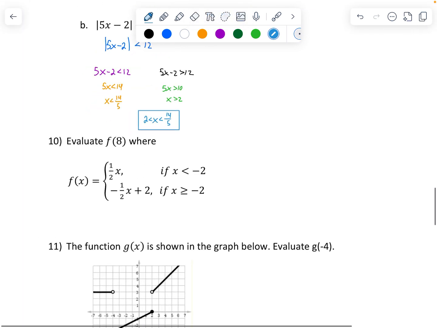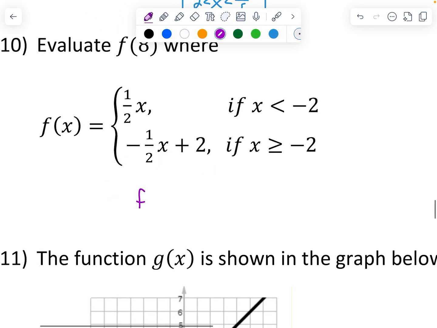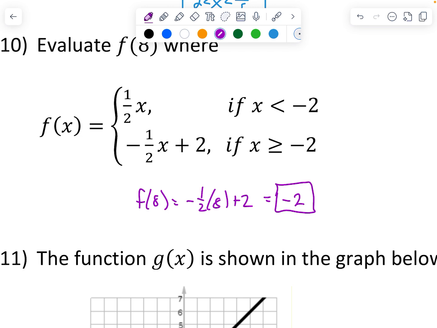Okay, piecewise functions. We have f of 8. f of 8, this is your x value. Look over here, where does x fit? Is 8 less than negative 2? It is not. Is 8 greater than negative 2? It is, so we're going to plug in 8 right here, and we get f of 8 equals negative 1/2 times 8 plus 2, which is negative 4 plus 2, so negative 2. This is just coincidence. It has nothing to do with those numbers whatsoever.